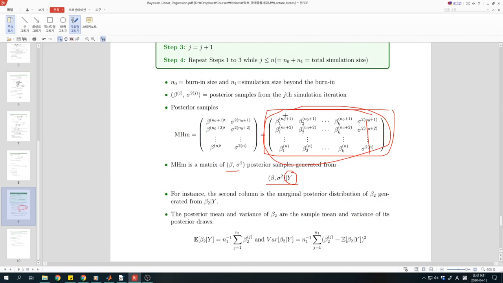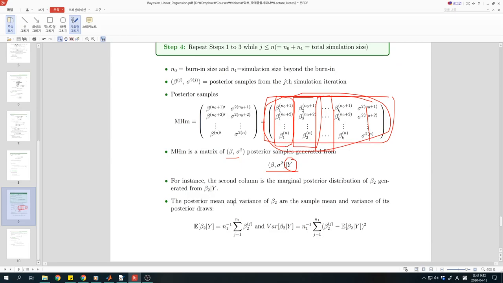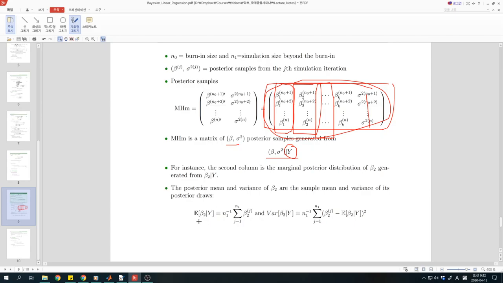Okay, so then the first column is what? The first column is the marginal distribution of beta 1. The second column is the marginal posterior distribution of beta 2. The third column is what? Marginal posterior distribution of beta 3. Okay, and then what we want to know is the mean and variance of the coefficient. For example, for beta 2, the posterior mean of beta 2 is just the mean of the second column. The variance of beta 2 is simply the variance of this second column, right?